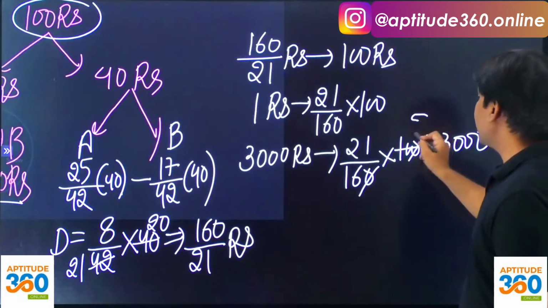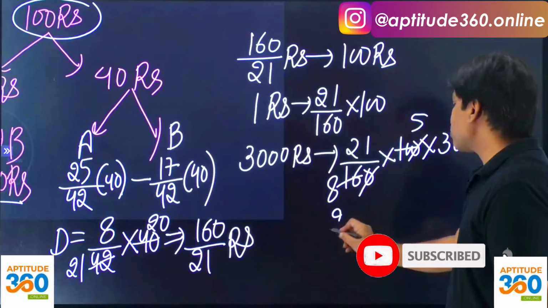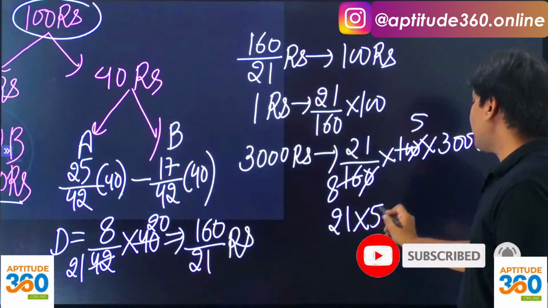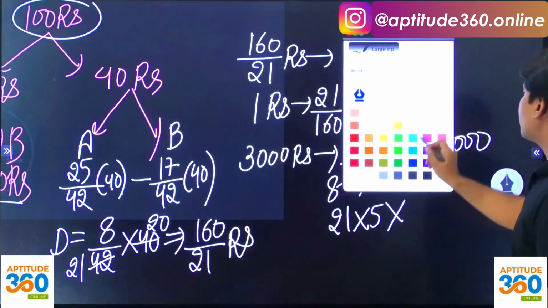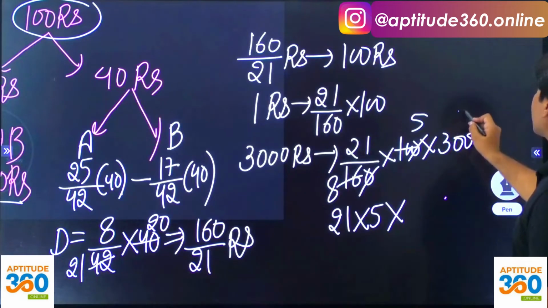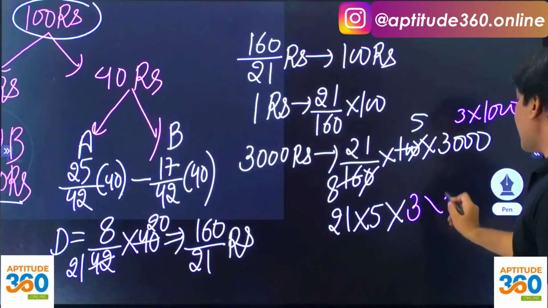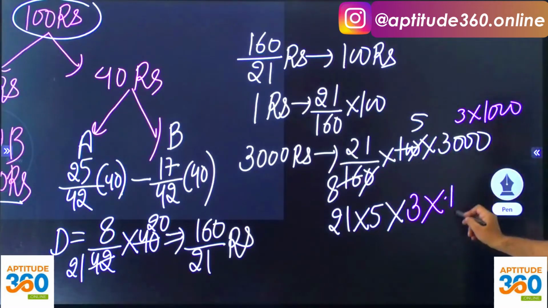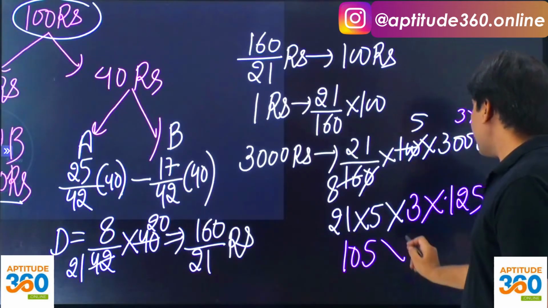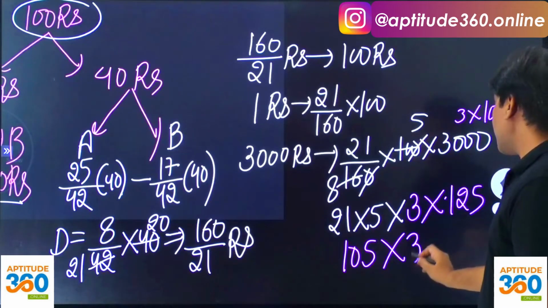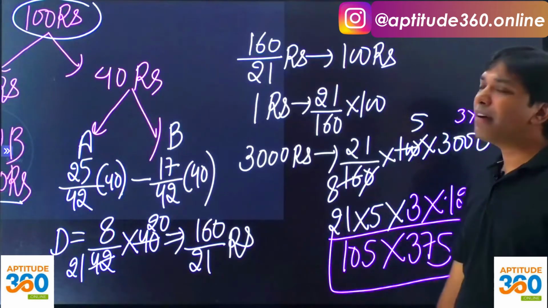This is 5 and this should be 8, and if you simplify this is 21 into 5, and this can be written as what? This value here. This I can write as 3 into 1000. So this is 3, and 1000 divided by 8 is 125. So this value is 105 and this value is 375. ये वैल्यू मैं निकाल दूं तो मेरा काम चल जाए. इतना बड़ा वैल्यू निकाले कौन?